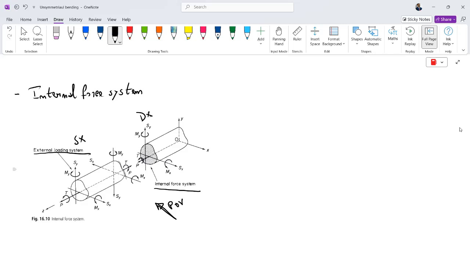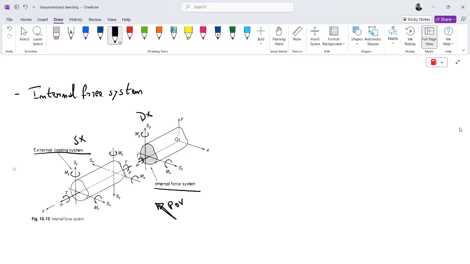On the left face of the beam, we have moments and forces that are opposite to the external moments and forces. You can see My that is opposite to this My. This torque here is opposite to this torque here, that is the external torque, and so on. But on the right face of the beam, this face highlighted here, we can see that My, Mx, T are in the same direction of the external loading system.